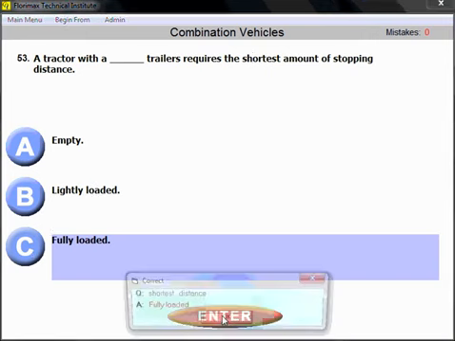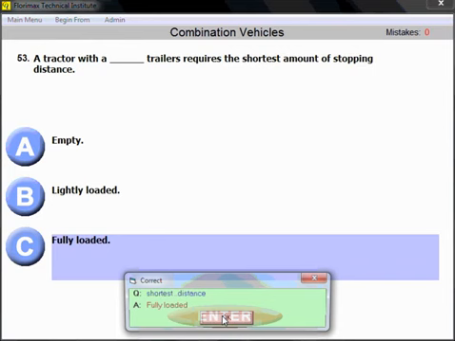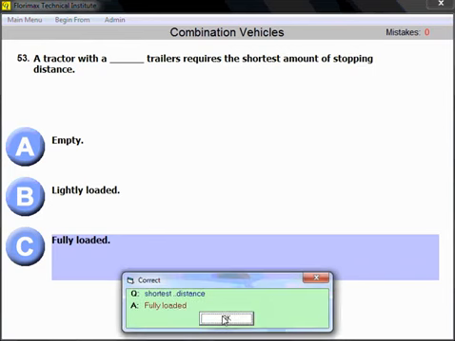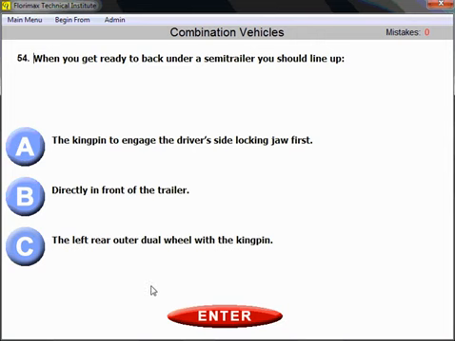Fully loaded tractor, because the brake system and suspension system of the fully loaded combination vehicles is specifically designed to stop the vehicle when it is fully loaded. All right, fully loaded. Question number 54.